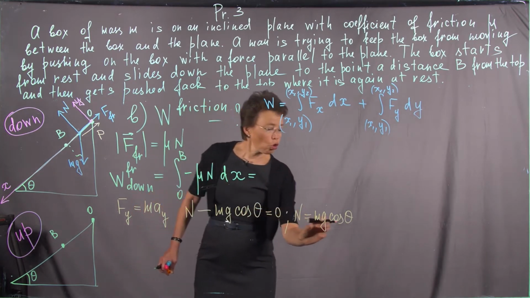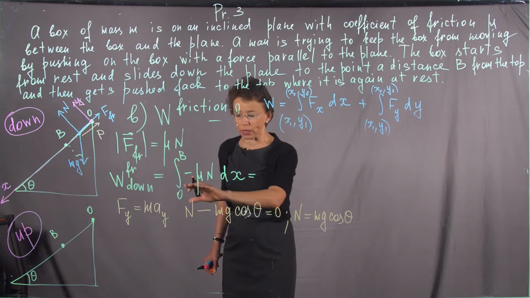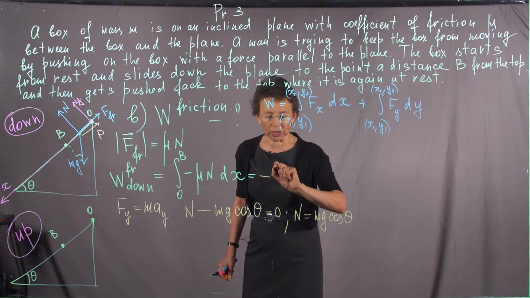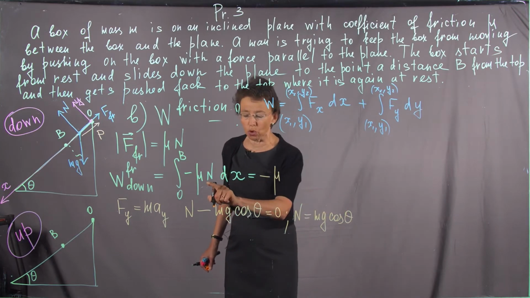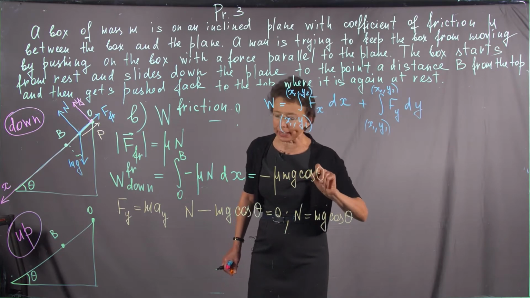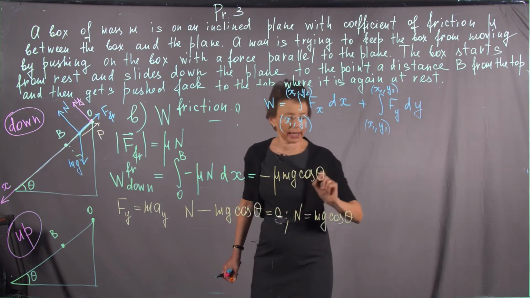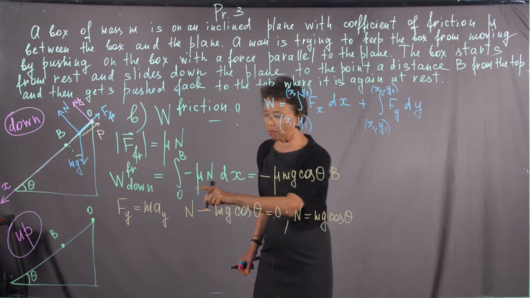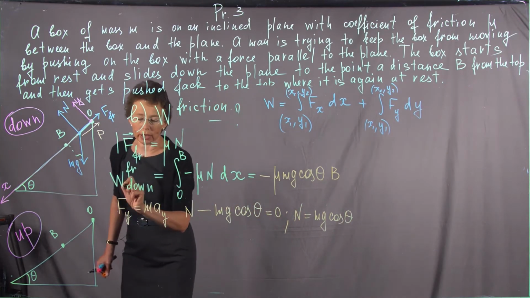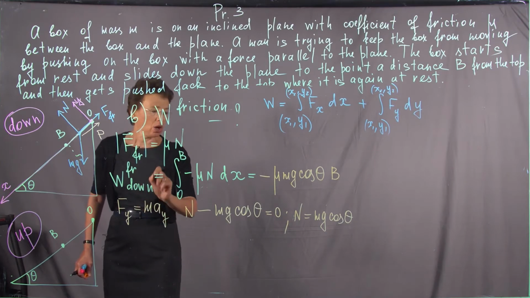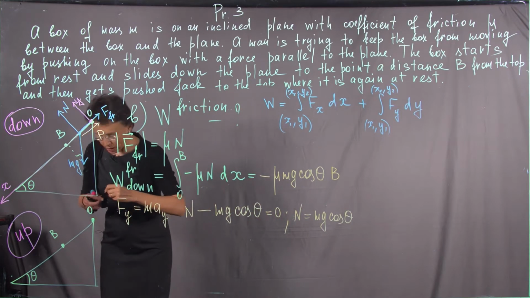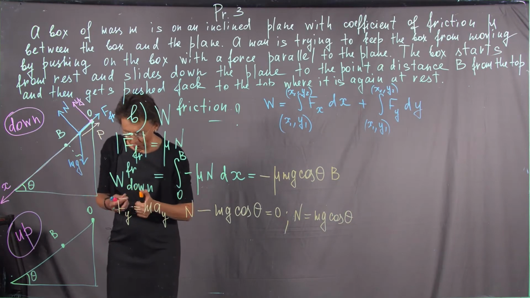It is constant. This force is constant. So I can take mu n out of the integral. It is minus mu, n is mg cosine theta, x, and x is b minus 0. This gives me b. So this is work done by force of friction on the way down.